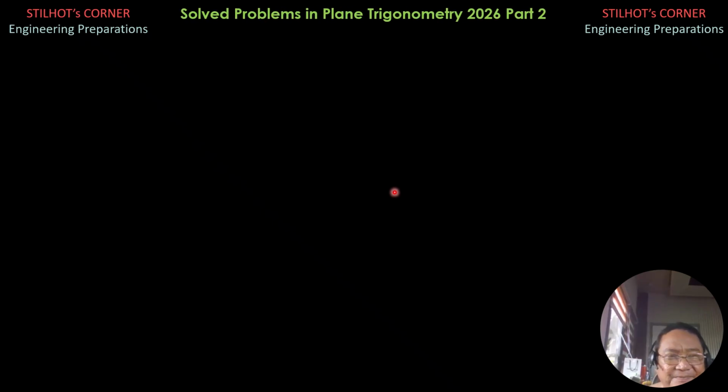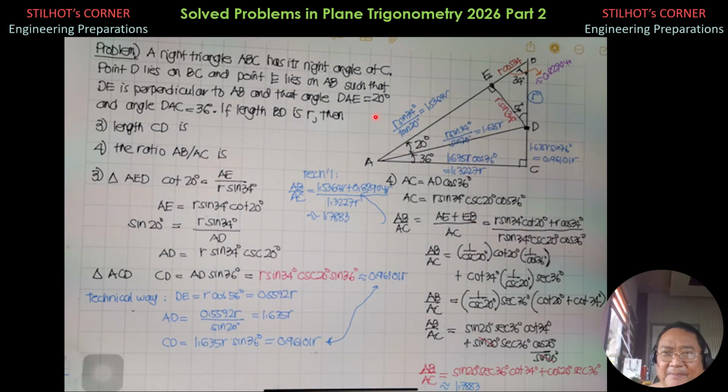So for the next two problems taken from your quiz, the rest of the problems can be solved, or you can find the correct answer by substitution, the technical way. So here is the next problem.